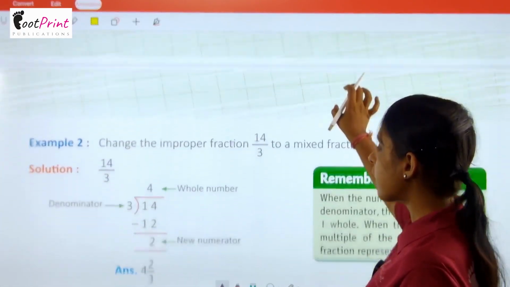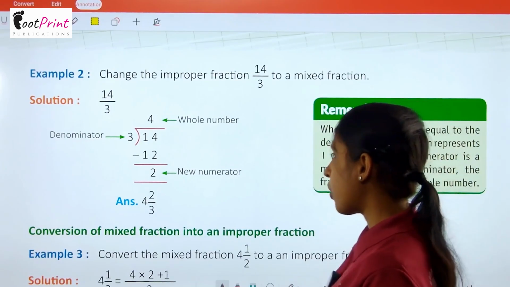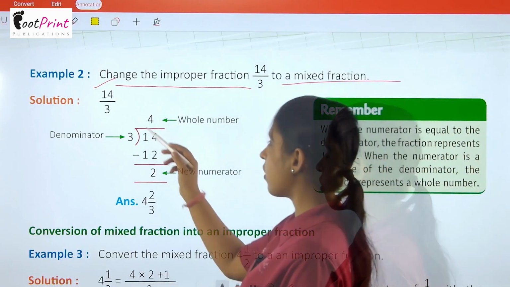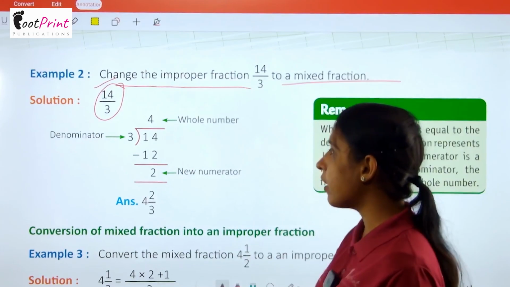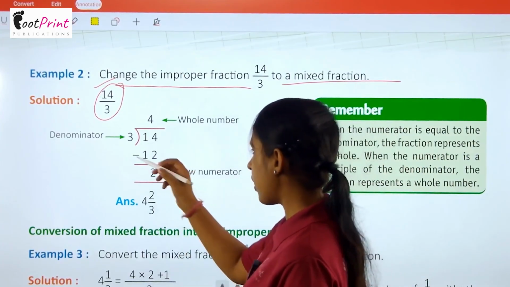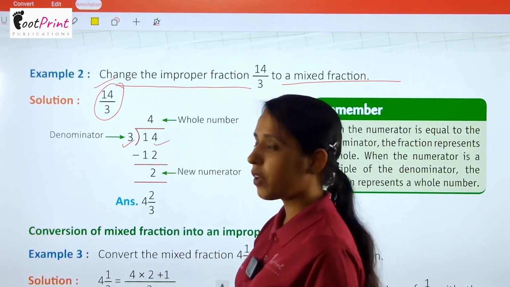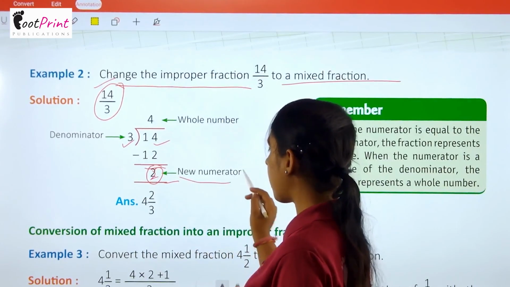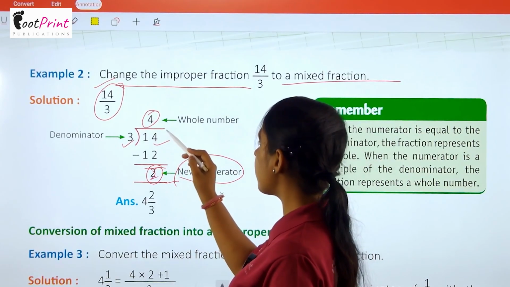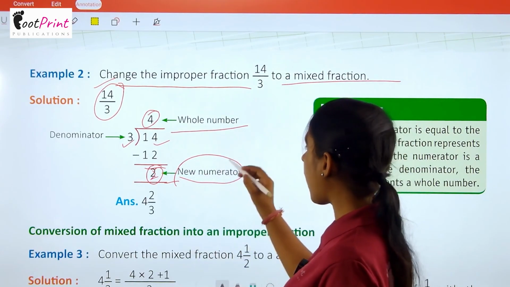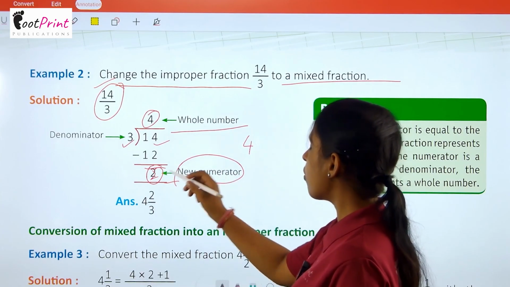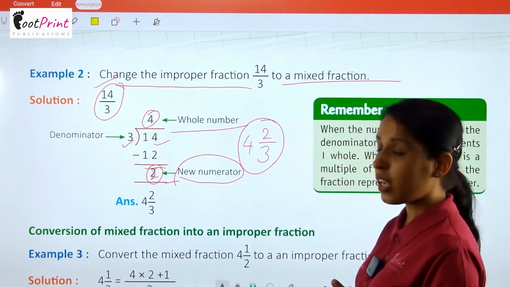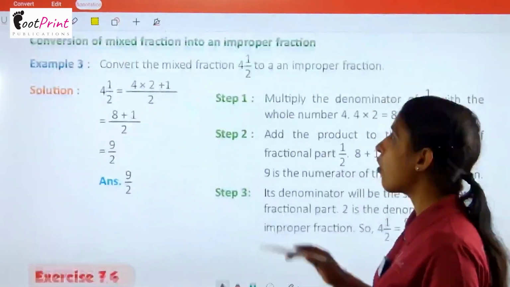Okay. Next example is also given here. Change the improper fraction 14 by 3 to a mixed fraction. So how do we convert it? We know that we have to divide numerator by the denominator. So here 3 is our denominator and 14 is our numerator. 3 4s are 12 and we get 2. 2 is our remainder, that will become our new numerator, and 4 is our quotient, that will become our whole number. So we can write whole number, that is 4, and our new numerator is 2 and denominator is the same, that is 3. So 14 by 3 written as mixed fraction is 4 whole 2 by 3.